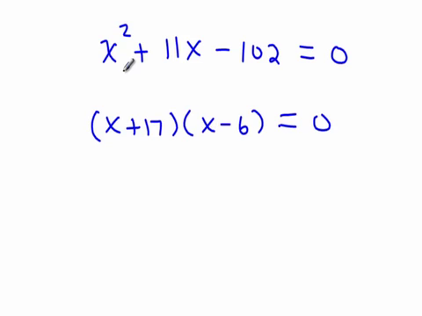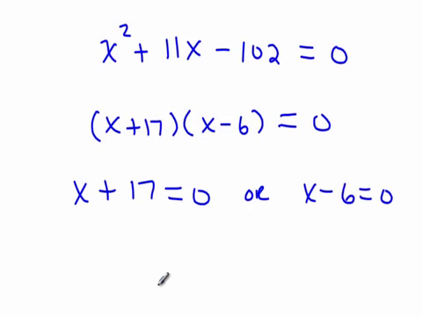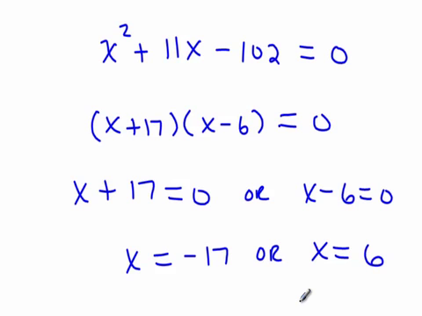Again, x times x gives us x squared. Inside terms positive 17x, outside terms negative 6x, giving us positive 11x, and positive 17 times negative 6 is negative 102. We'll now set each factor equal to 0. So we have x plus 17 equals 0, or x minus 6 equals 0, giving us two possible solutions. X is equal to negative 17, or x is equal to positive 6.